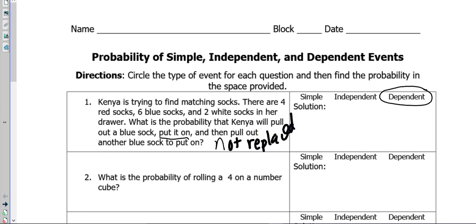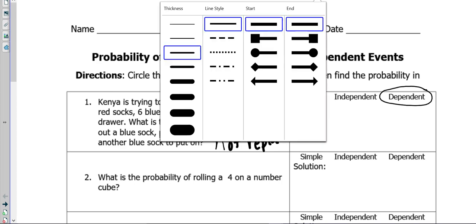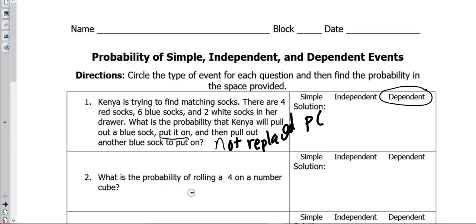So looking at our notes from yesterday, we can figure this out. So the first thing we need to know, we have 2 events. So we want the probability of a blue sock and then another blue sock. So if we look at what we have, 4 plus 6 plus 2, we have 12 socks. And out of those socks, 6 are blue. So 6 out of 12 are blue. So that's our first event.